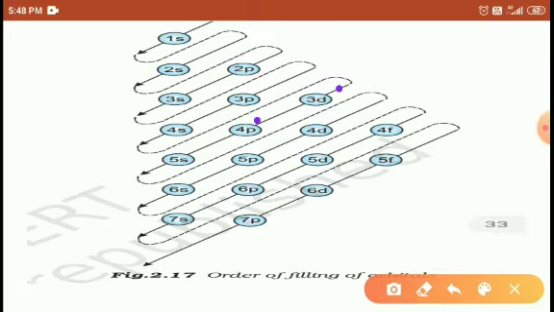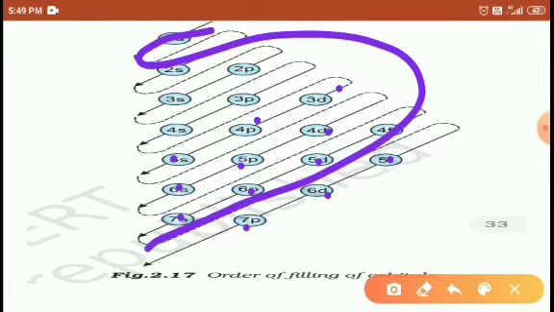Next 3d, 4p, 5s. Again, 5s is smaller as compared to 4d, so after fulfilling 5s, it shifts to 4d, 5p, 6s. Next the 4f, 4d, 5d, 6p, 7s. Next, after fulfilling 7s, 5f, 6d and 7p. Right, students? In this manner the energy increases, shifting from the lower levels to the higher levels. 7s, 7p is the higher energy level.